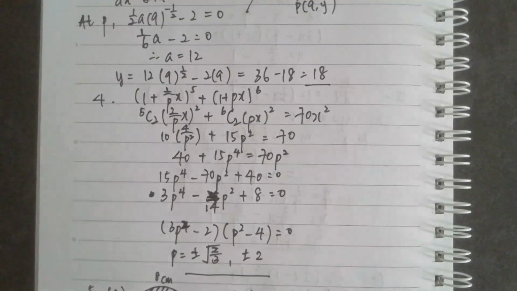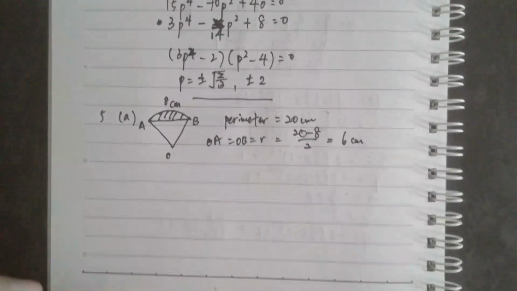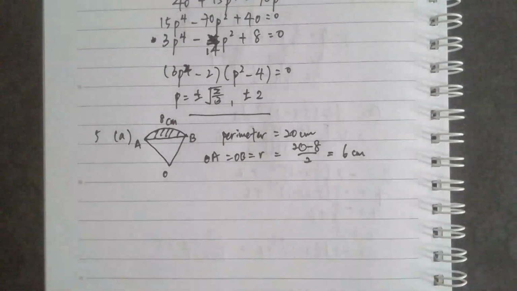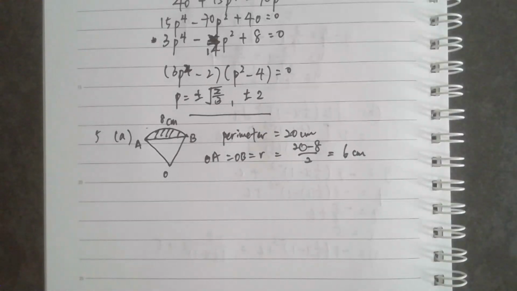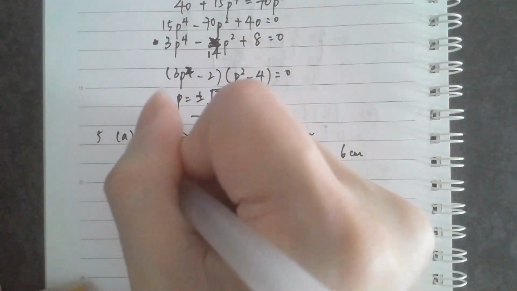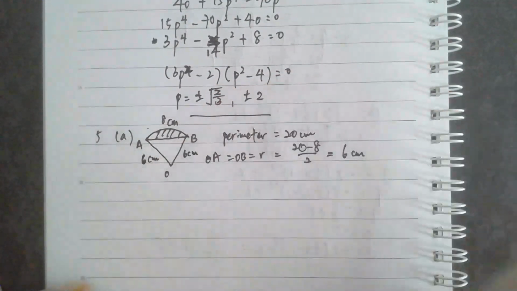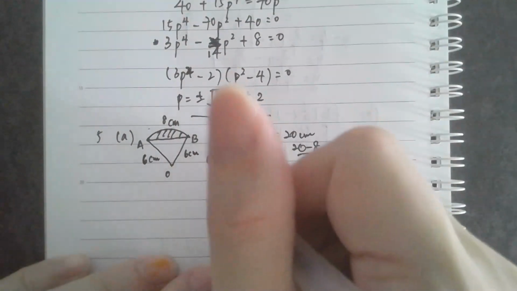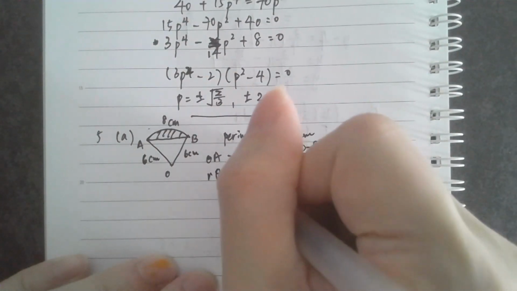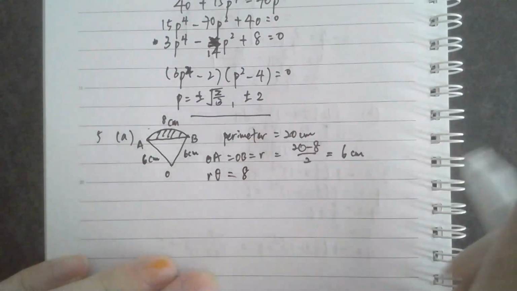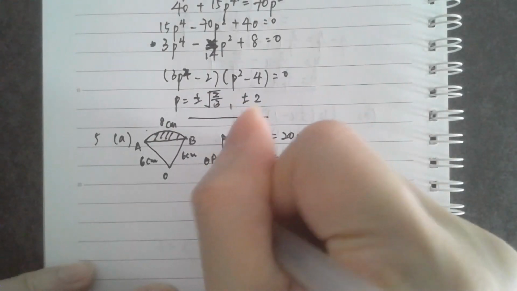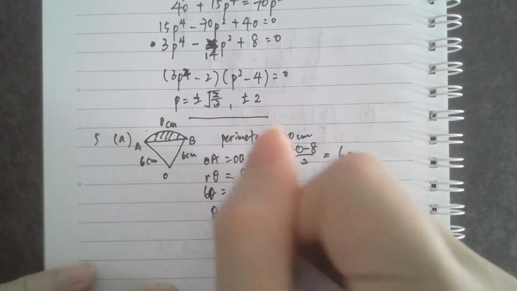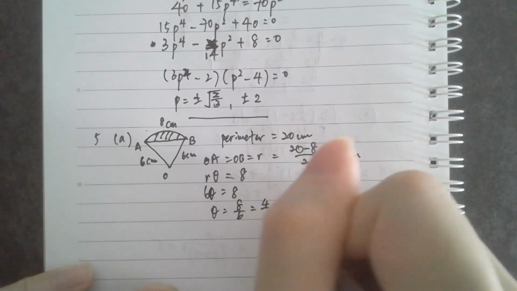Well, the perimeter is basically 8 plus the length AB. So we need to find AB, and the radius is 6 centimeters. So we can use the formula r theta, r theta equals 8. That gives you the arc length. We can find theta first. r is 6, so theta is 8 over 6, which is 4 over 3.